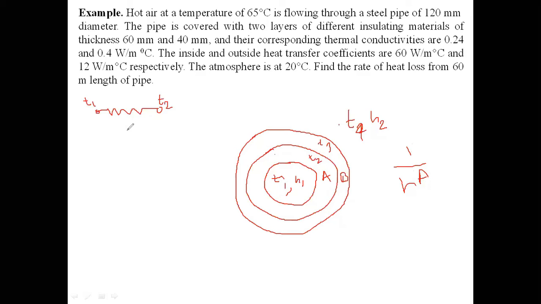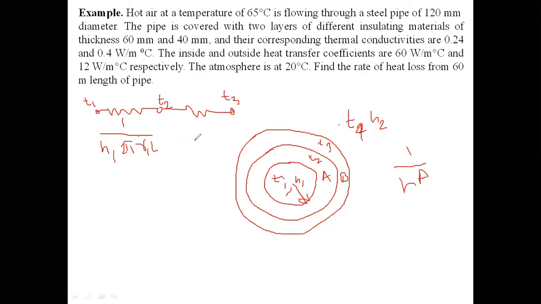So here h will be h1. And if we consider this radius to be r1, so h1 into, for this cylinder, what is the contact surface area? Twice pi r1 into length of the cylinder. So this is the resistance. Then T1 to T2, sorry, T2 to T3. This is the conduction.